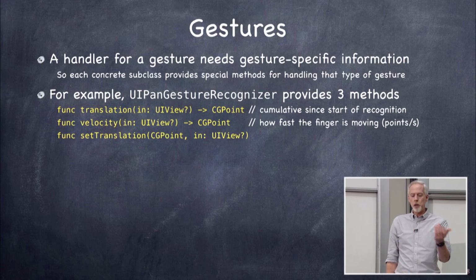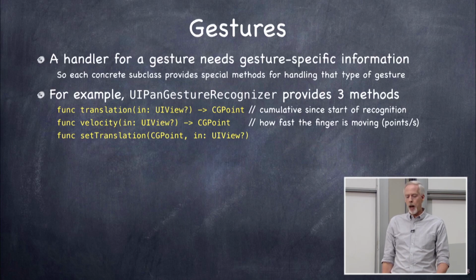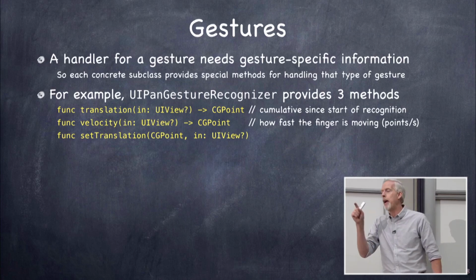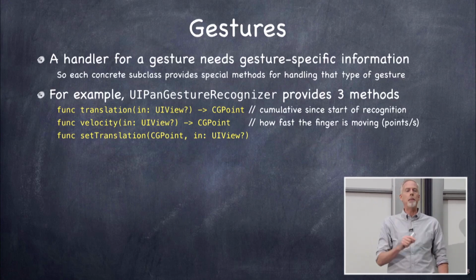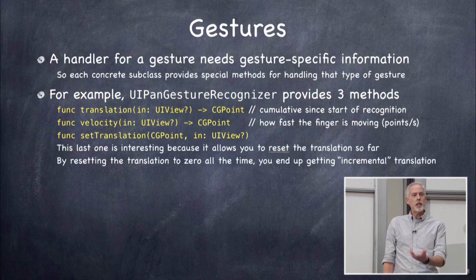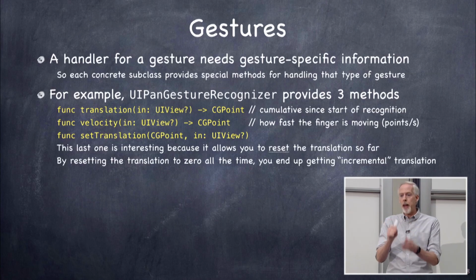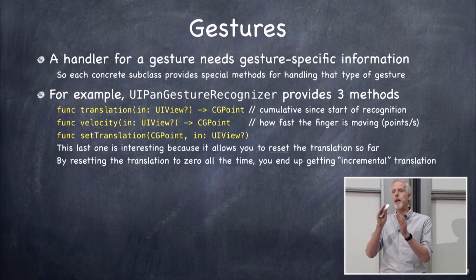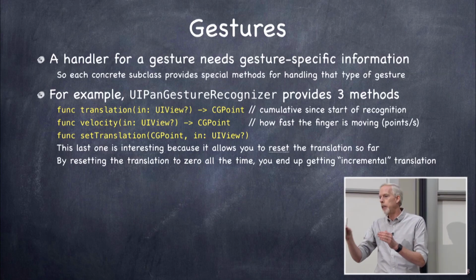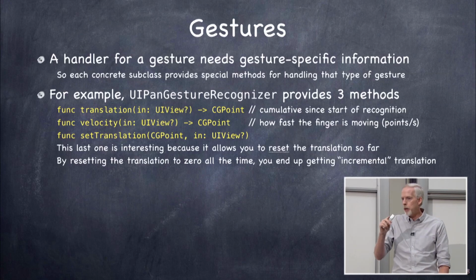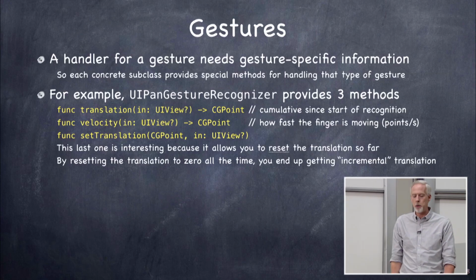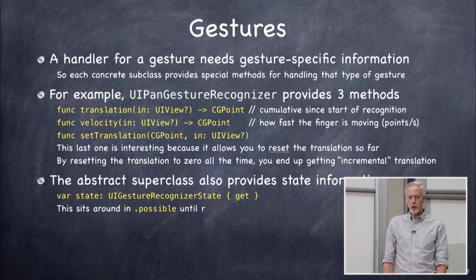So if you look at UI pan gesture recognizer in the doc, you'll see it has methods like translation in view. That tells you where the pan is in that view. Okay, or velocity. How fast is the pan happening right now? Or even set translation, which lets you reset that translation in view so you get incremental panning instead of the continuous length of how far you've panned since the start of the pan. You get how much you got since the last time the pan moved, okay, which can sometimes be useful.